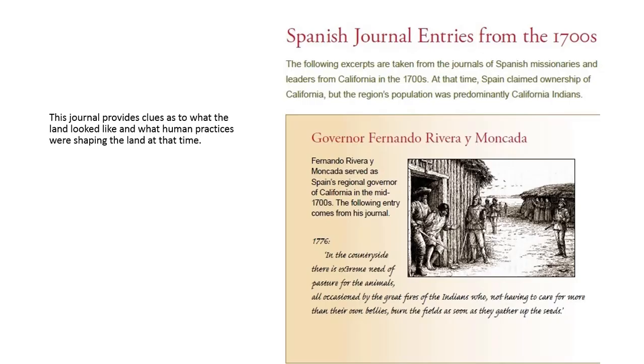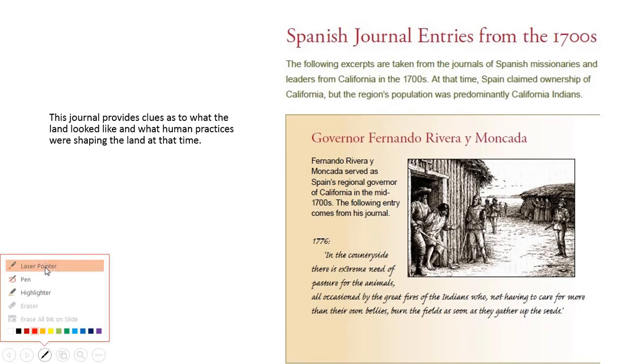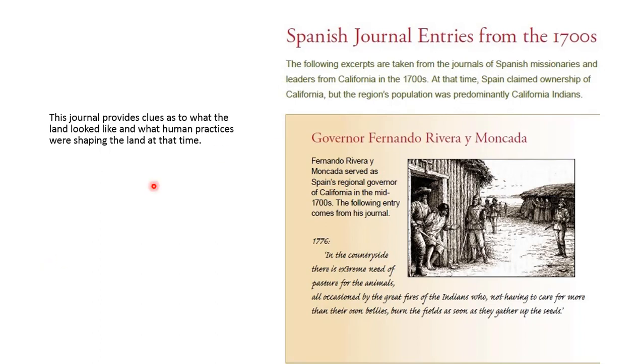Okay, so let's go ahead and read this one. Let me get my laser pointer so that you can follow along. These journals provide clues as to what the land looked like and what human practices were shaping the land at that time. So, Spanish journal entry from the 1700s.